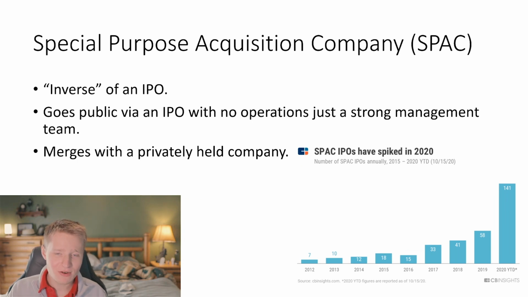And a SPAC is kind of an inverse of an IPO. So it's not going private, but it goes public with an IPO. So it will take just a shell company and it will go public with an IPO, but it won't have a purpose. It won't have a business. It's just a strong management team. So let's just say you have a bunch of people who are really smart, they have a great idea, but their product doesn't exist yet. It's just an idea. So they will create a SPAC based off that.